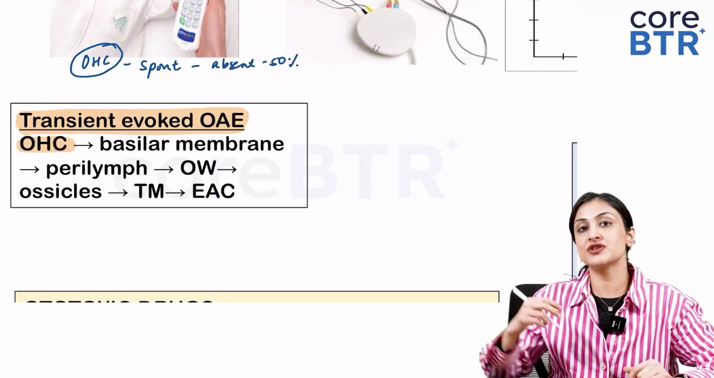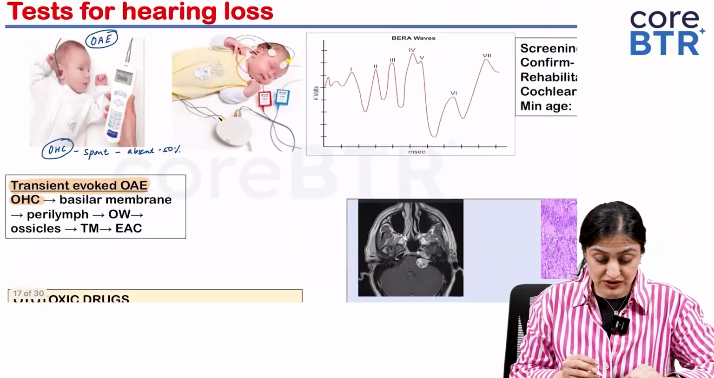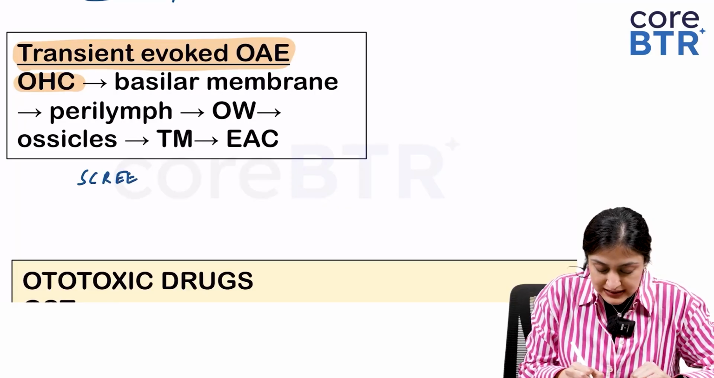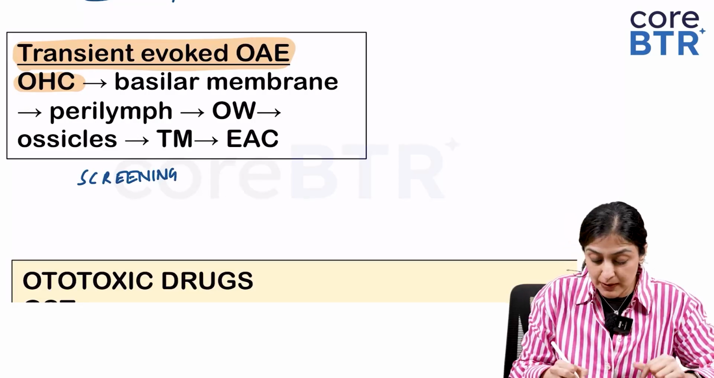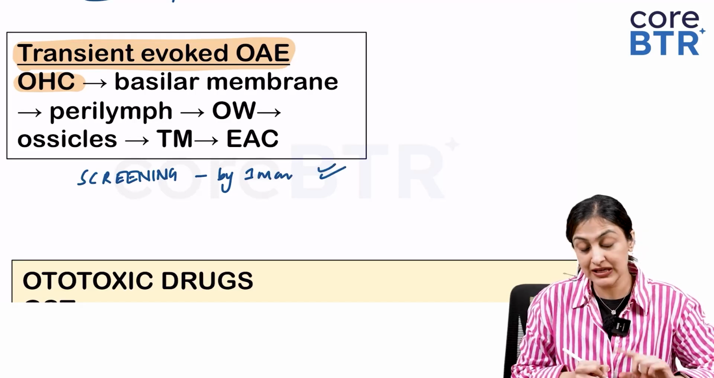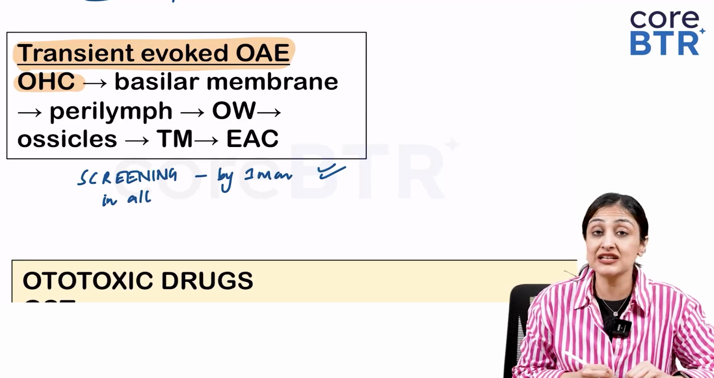So just do the opposite. That's the order in which we are picking these. Otoacoustic emissions is the screening test of choice. This should be done in all babies before discharge, but at least by 1 month it should be done in every baby. So this is screening in all.